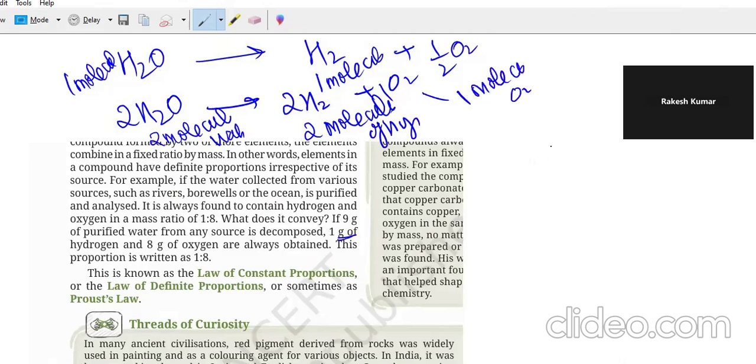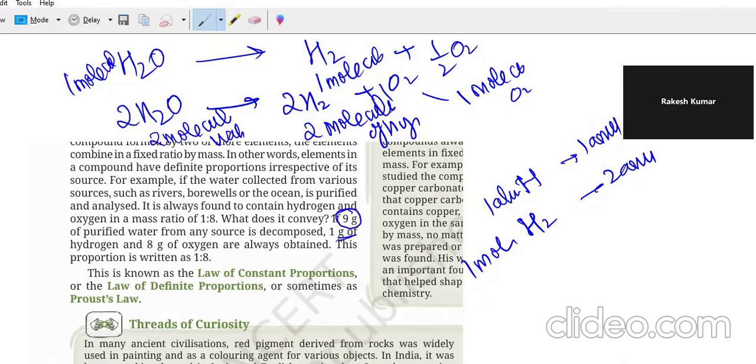oxygen. Now, whenever we talk of molecules, we should know that one atom of hydrogen is one AMU. One molecule, which is H2, is 2 AMU. But this is just AMU, but we are measuring in gram. So gram is only if it's moles. So if I multiply this with 6.022 into 10 to the power 23 on both sides, I'm not changing anything.